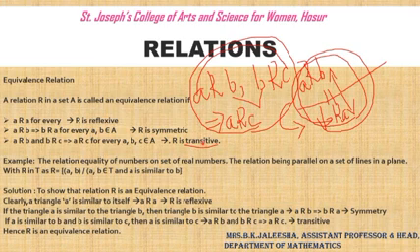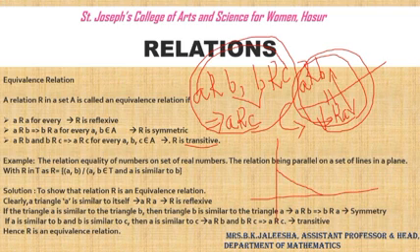If all these three types of relations exist in a set, then that set has the equivalence relation property. Now let's go with the example. The relation equality of numbers on a set of real numbers is one example. The other example is the relation being parallel on a set of lines in a plane. So let's have a plane. Plane means two dimensions, so we are considering two dimensions.